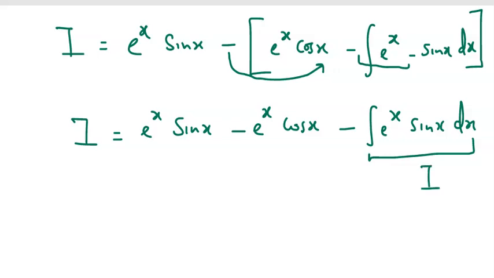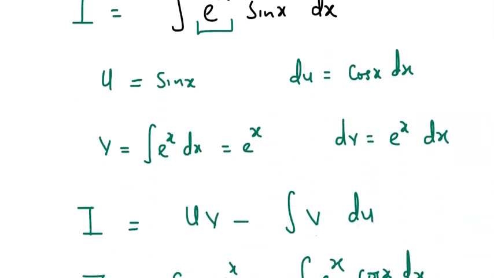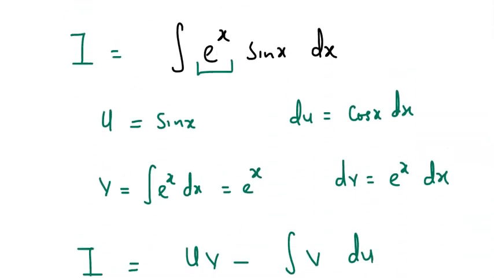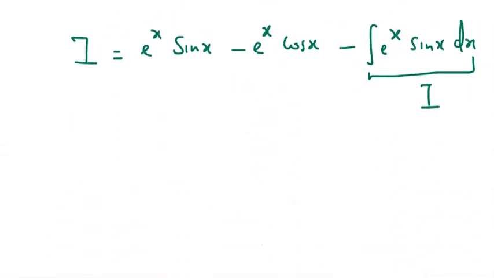Let's check it out. This is our original integral. You can see our original integral here. So I is equal to this integral, and this integral pops up again, which means that is our I. So we have I is equal to e raised to the power of x times the sine function of x minus e raised to the power of x times the cosine of x, then minus I.